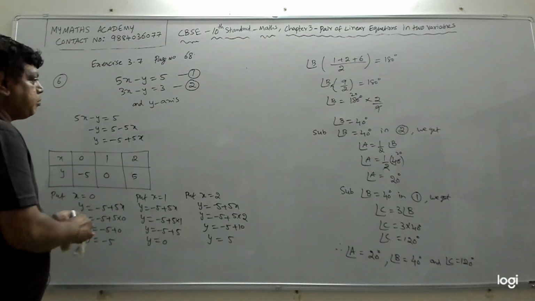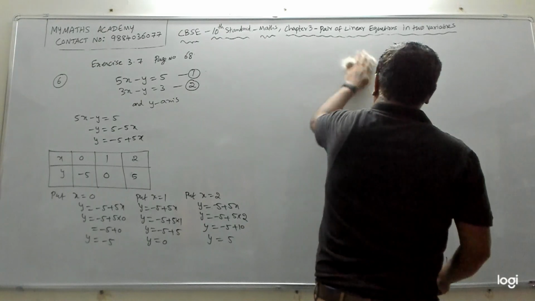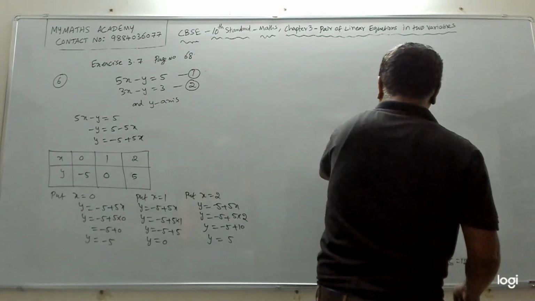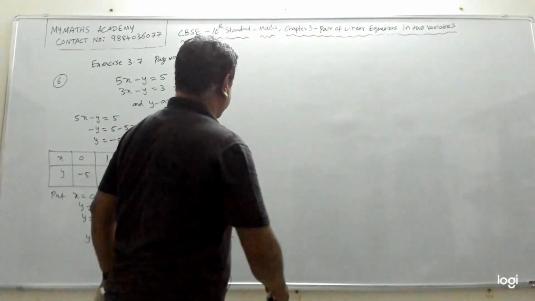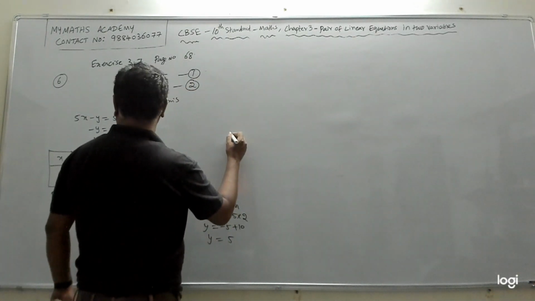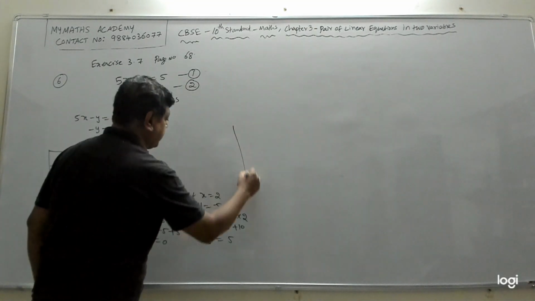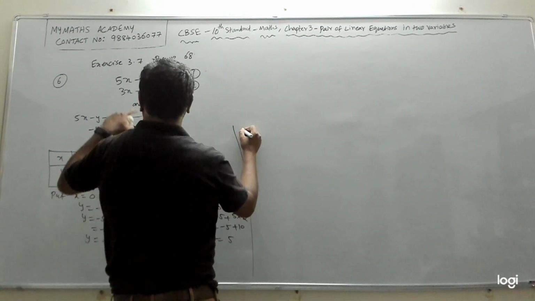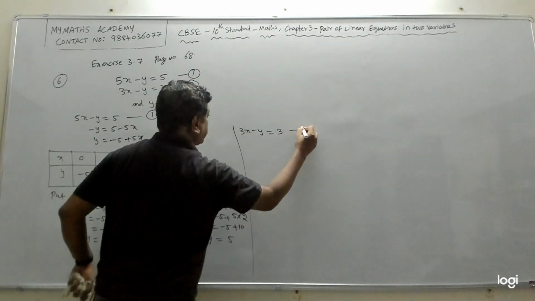So we got these 3 points. Now let's try to similarly find the 3 points for the second equation. So what is the second equation? Then we'll draw the graph. I will write the second equation here. This is equation 1. So the second equation I will write here. The second equation is 3x minus y equal to 3. This is my second equation.